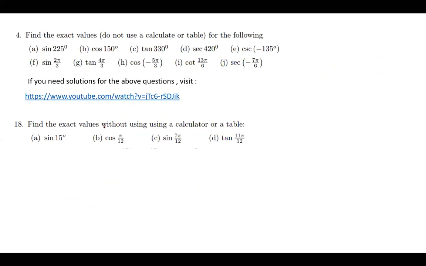Even this is just the same. Sine 15 is nothing but 45 minus 30. This is pi over 12. Pi over 12 is just the same as 15 degrees as well. This is just the same as cos 15, which is 45 minus 30 as well. You also convert this into degrees and then find the compound angle formulas for that.